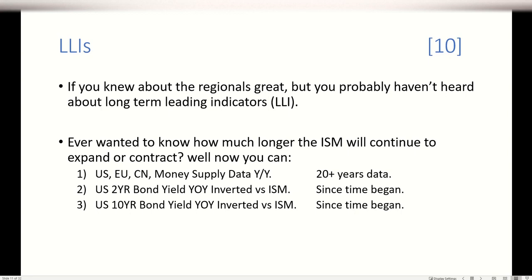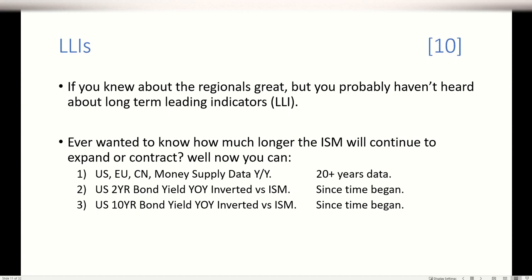So, okay, we've been over the short-term leading indicators. If you knew them, great, fantastic. The longer-term leading indicators, I'm pretty certain you probably wouldn't have heard of, or at least made the connection between those indicators and the economy.